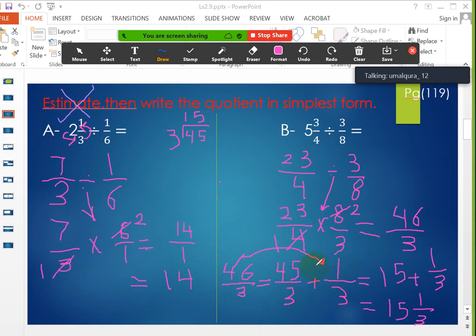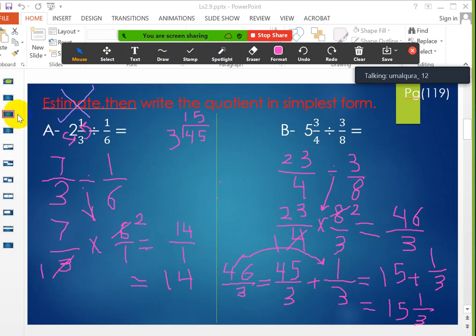Why will I do that? Because I want to write this number in the simplest form. 45 divided 3, if you try to divide this number on 3, it will be 15. And 1 over 3 will be the same. So 15 plus 1 over 3 is a mixed number. I will write it as a mixed number, 15 and 1 over 3. Okay? Now we will repeat the same idea in another question.